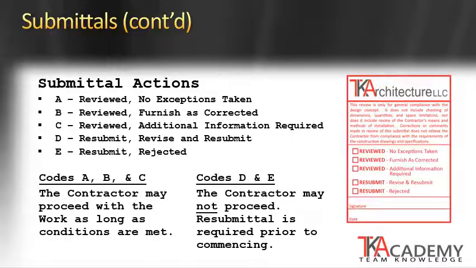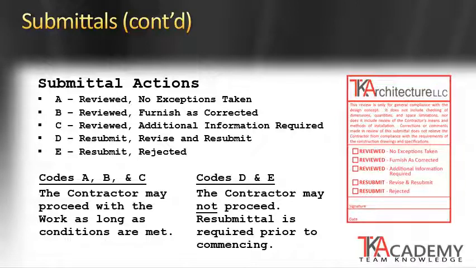C is reviewed, additional information required. Essentially, this is an incomplete submittal. We only had part of the information submitted that we need. Additional information is required before we can complete this. So the contractor can proceed as long as we get this additional information to complete the submittal.